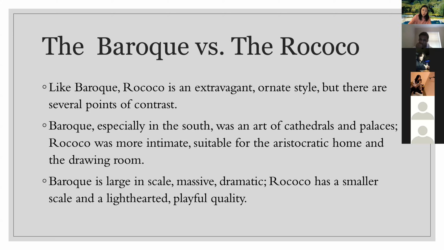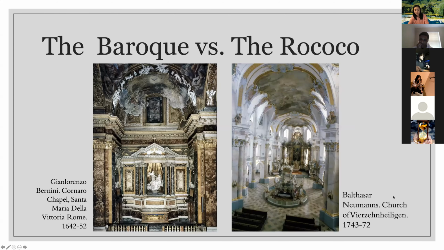Baroque is large scale, massive, dramatic, but Rococo has a smaller scale and a light-hearted, playful quality. So let's see the examples. The left one is the Baroque style architecture we just saw, and the right one is the Rococo style architecture. These are all complicated and ornamental, but slightly different, right?